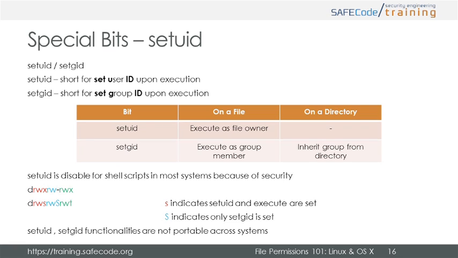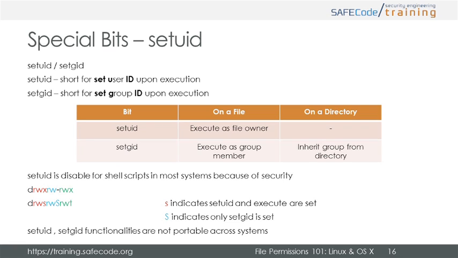The SetGID bit works in much the same way for groups. A SetGID process will execute with the effective group ID of the file owner. Things work a little different for directories. As we mentioned, SetUID is ignored for directories in Linux, but when SetGID is on a directory, any files created in that directory will inherit the group ID from the directory rather than the file's creator. This was originally used to make it easy for people to share files within their group.